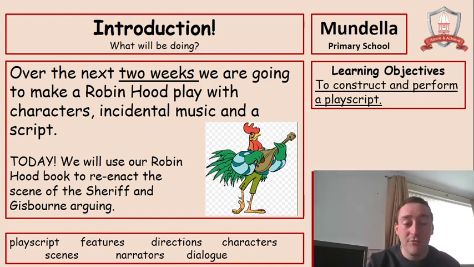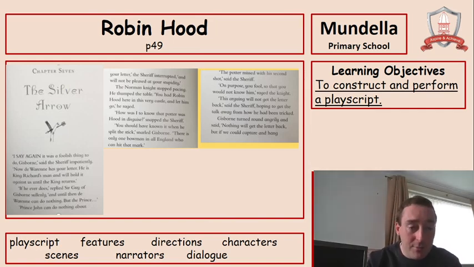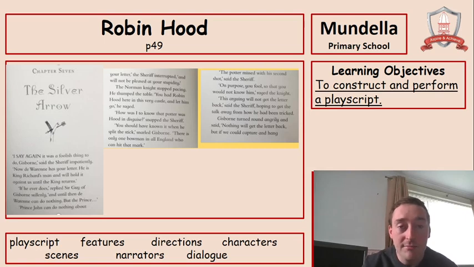So yes, we'll be reenacting the scene of the Sheriff and Gisborne arguing after their plan was foiled by Robin Hood and they were tricked. So let's pause the video here and I want you to read the beginning of this chapter. What we're going to do is read this and then make the pages that we're looking at into a play script that you can use and act with someone else. Remember to include stage directions and also the words that are said by each character.